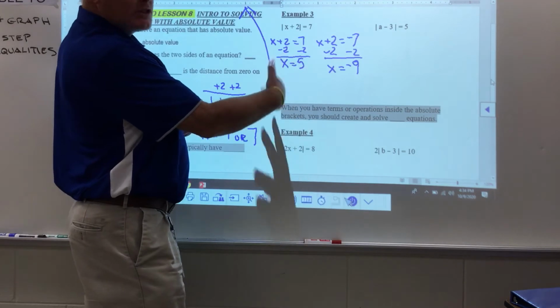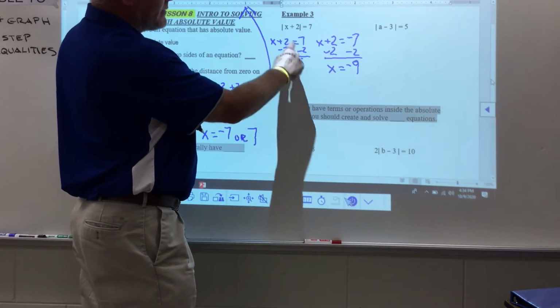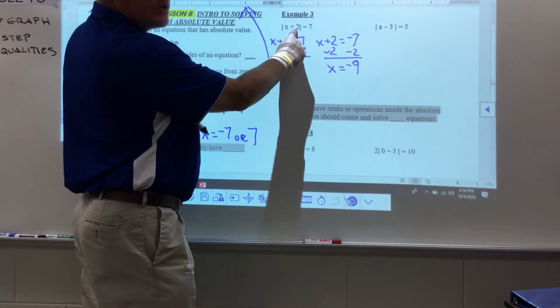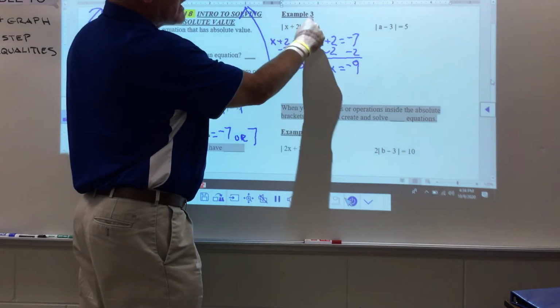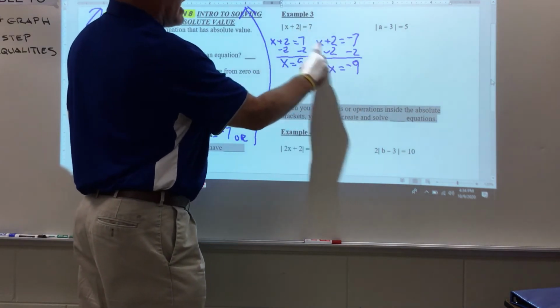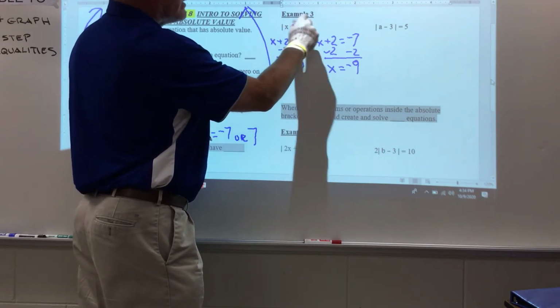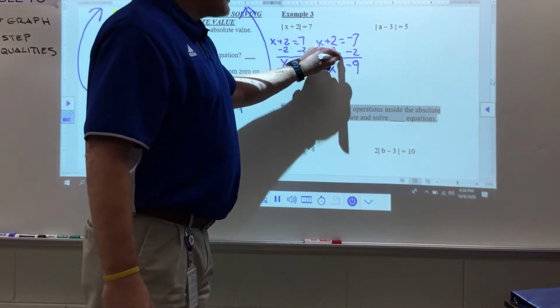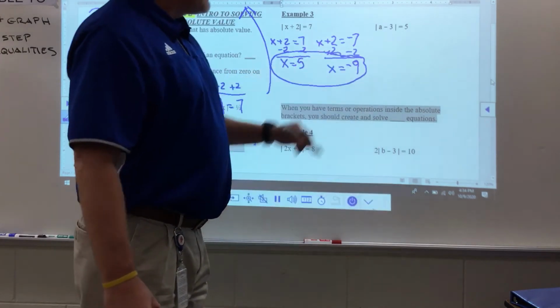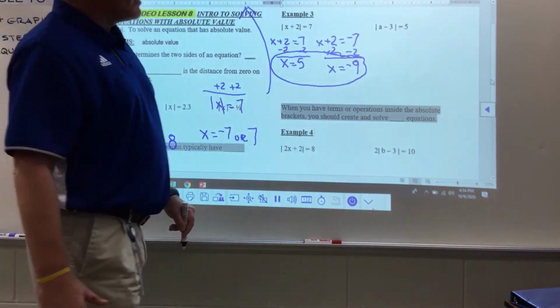So let's check these because we can always check equations. Let's put 5 in there. What's 5 plus 2? Well, that's 7. The absolute value of 7 is 7. How about -9? -9 plus 2 is -7. The absolute value of -7 is 7. So these guys are my correct answers right there. I can go ahead and lasso those if I wanted to.